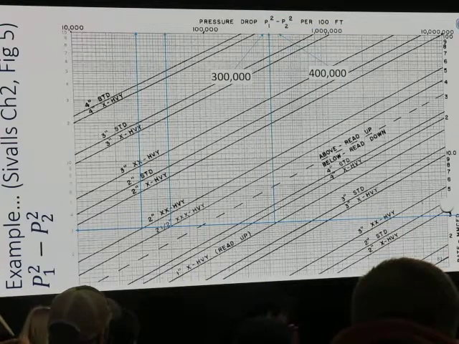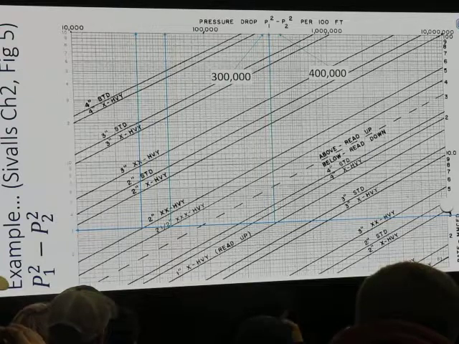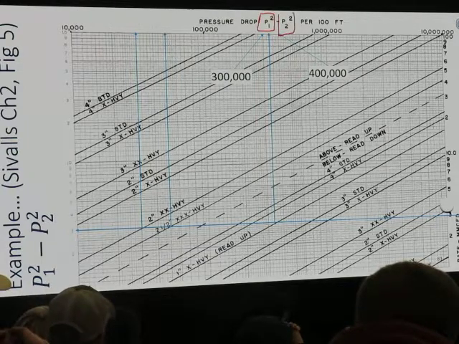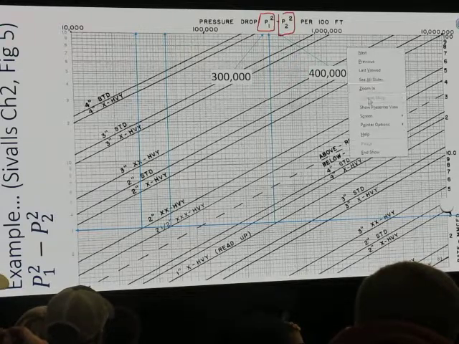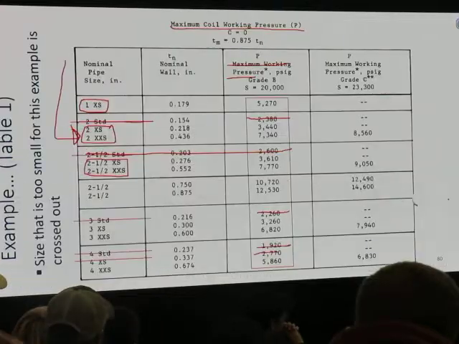So we don't know what P2 is yet. Are we assuming a 20 psi drop? We don't assume anything. We don't know what P2 is, it's what we want to find. So how can we find P1 squared minus P2 squared if we don't know P2? Here's how we find it. Or is this just generic for that specific pipe?